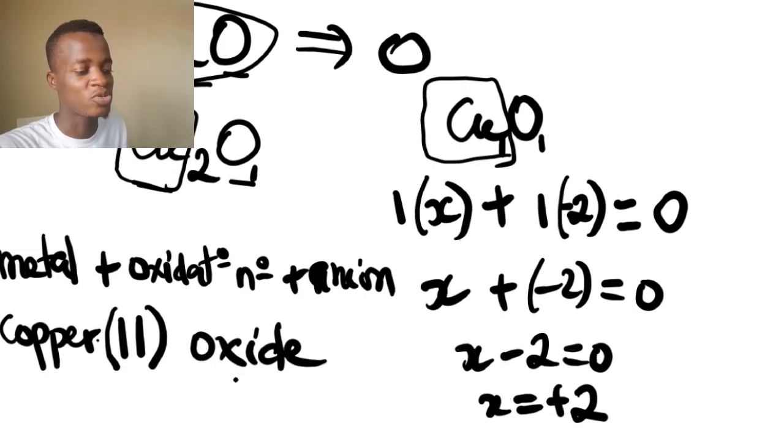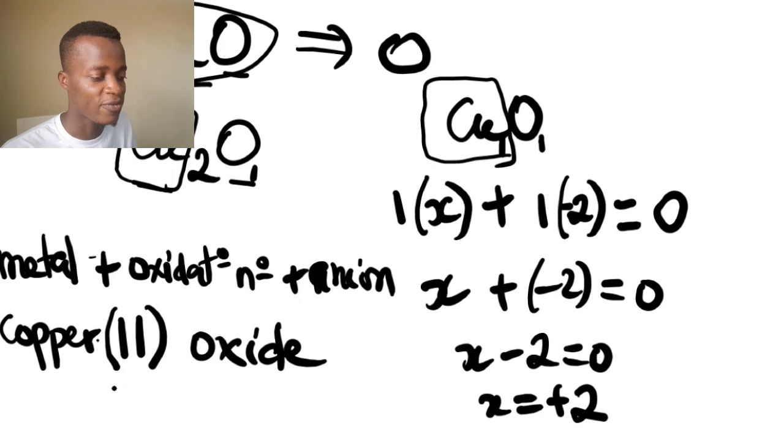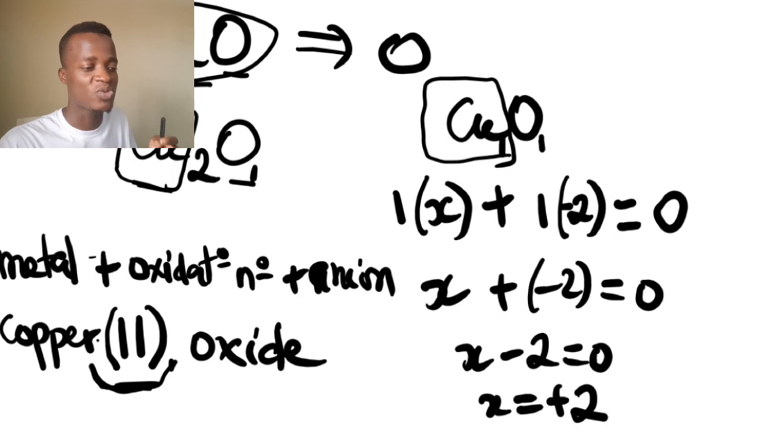So copper(II) oxide. If it were just metal type 1, we would have just said copper oxide. But because copper is not a metal type 1, it is a metal type 2, we need to actually calculate this oxidation state, oxidation number, which is what we calculated here. That's why we separate them. That's the difference between naming with metal type 1 and naming with metal type 2.